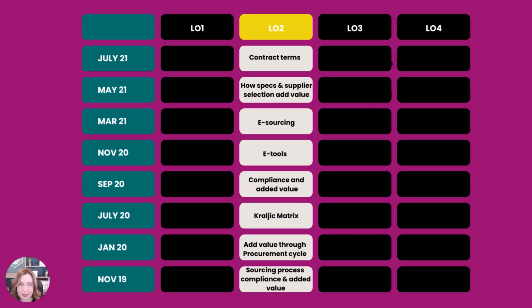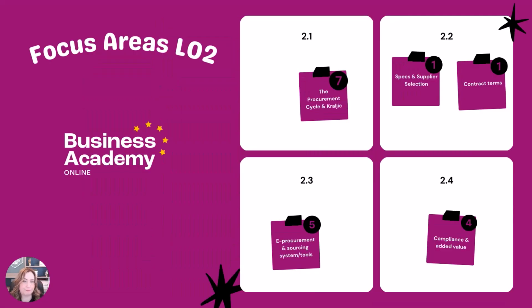Contract terms, again very vague, came up in July 21. How specs and supply selection can add value. We've got e-sourcing and e-tools coming up back to back in March 21 and November 20. Compliance and added value again, the CRALGIC matrix one again, added value and sourcing, process compliance and added value. So again, you might just want to take a moment to stop and take a picture of these. And these are the focus areas.